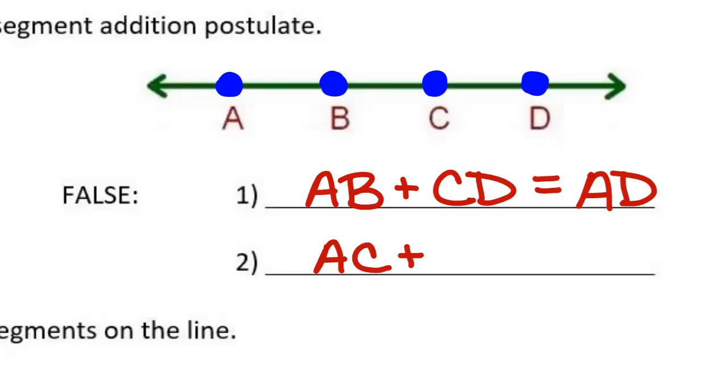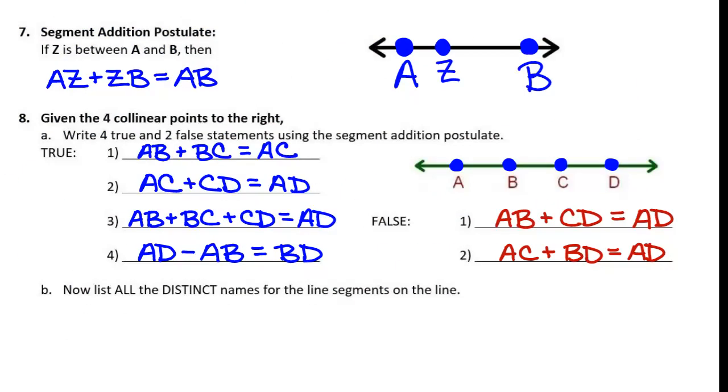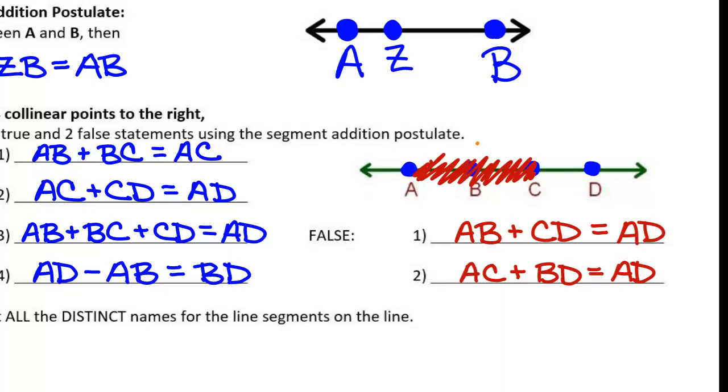AC plus BD equals AD. Why is that one false? There's no BC. Well, let's look carefully. AC would be this much right here, right? There's AC. BD would be this much right here, correct?